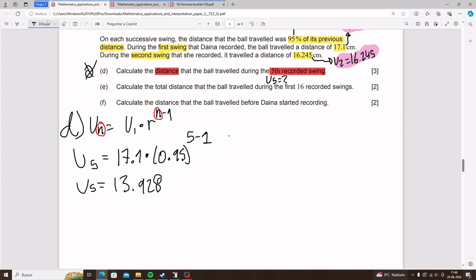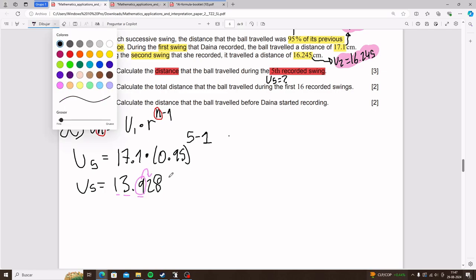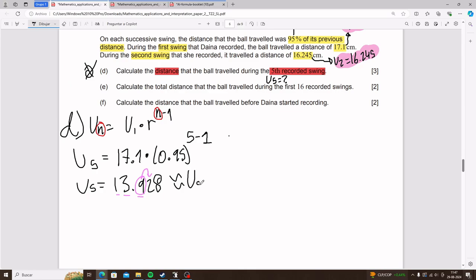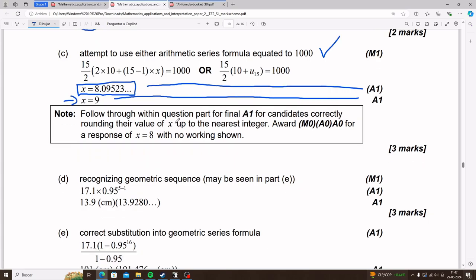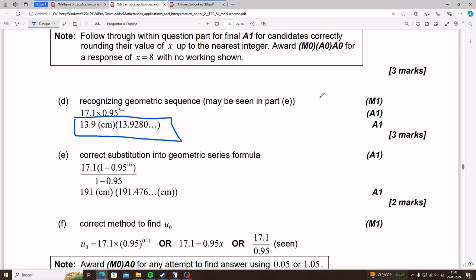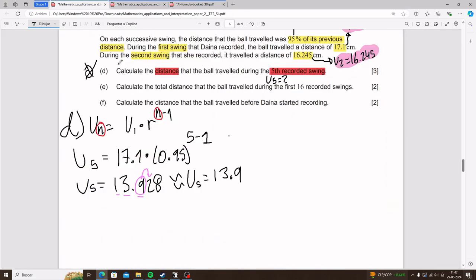13.928. If you wanted to do significant figures, you would count 1, 2, 3. Do you round it up or keep it the same? You round it up. So with significant figures, you can leave it as U5 equals 13.9. Here's the answer so that you keep on trusting me. There's the method point for using the formula. That is for part D.